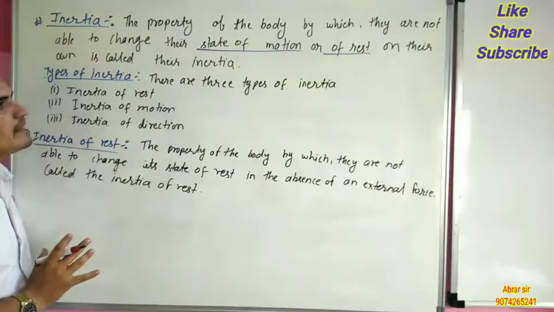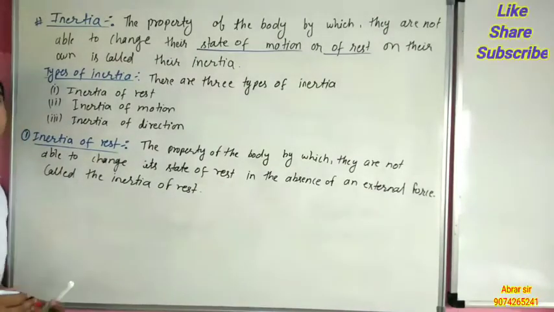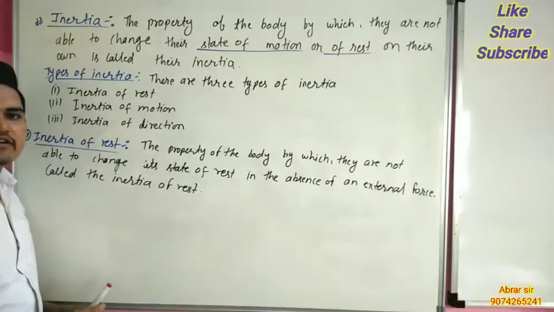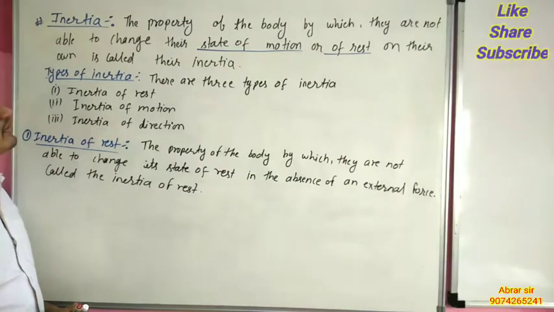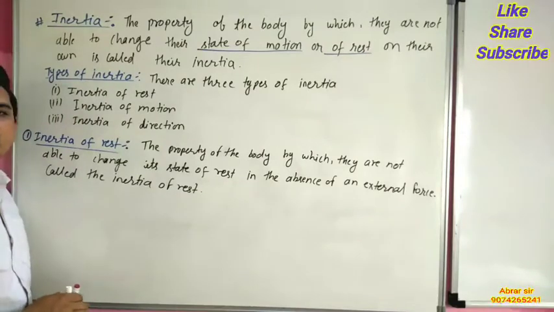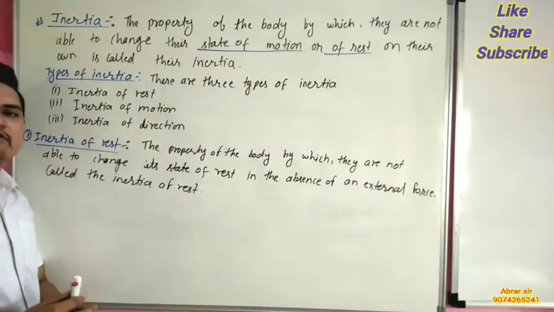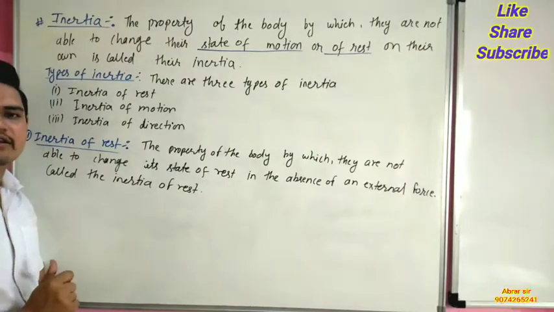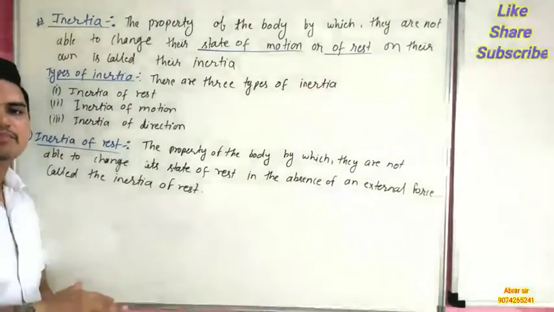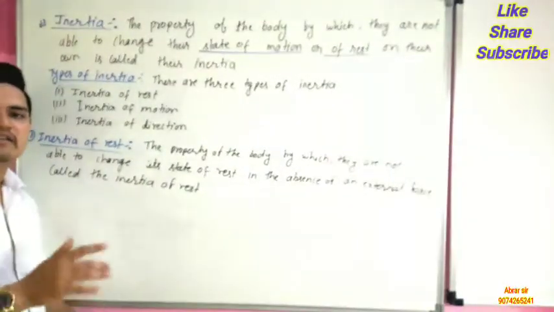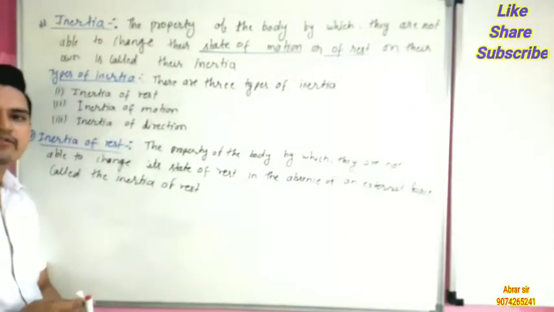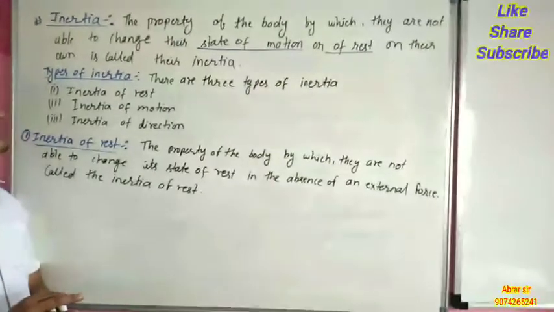So what is inertia? Inertia is the property of a body. It cannot change its own state of rest or state of motion on its own. It means when an object is in motion, it will continue to be in motion unless an external force is applied on it. When an object is at rest, it will continue to be at rest unless an external force is applied on it. So there are three types of inertia.